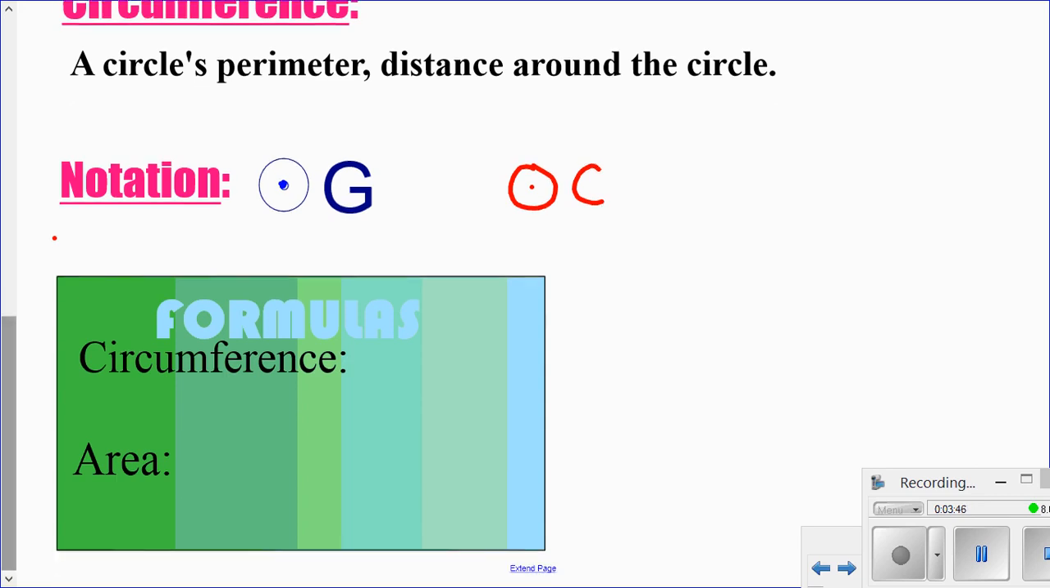Okay, so the circumference formula. Circumference formula you learned before. I'm just refreshing your memory. The circumference formula is 2 times pi times the radius, or we sometimes think of that as diameter times pi. Diameter is 2 times the radius. We said that before. So if I take 2 times the radius, I get the diameter. Diameter times pi is the circumference. The area formula: area is pi r squared.